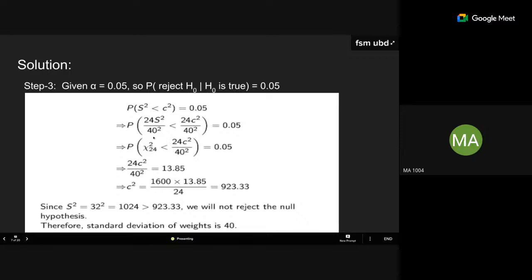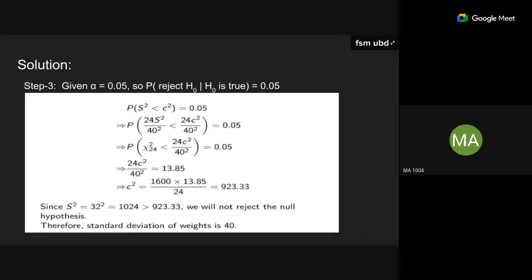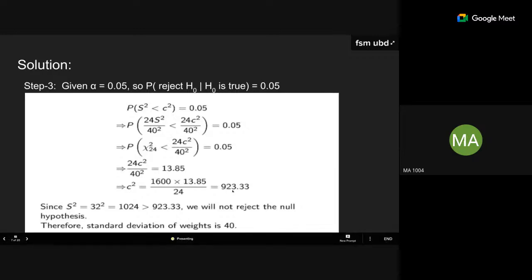Now you see, this is F chi-square 24 of 24 C square by 40 square. So if you take F inverse on both sides, you will get F inverse of chi-square 24 within the bracket 0.05. This is also given in the question, so just substitute that value, which is 13.8485, and the left-hand side will be 24 C square by 40 square. From this you compute C square. So just do 1600 times 13.85 divided by 24. We will be getting 923.33. So C square value is this.